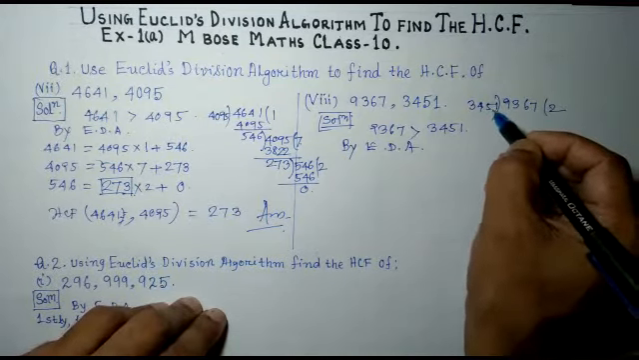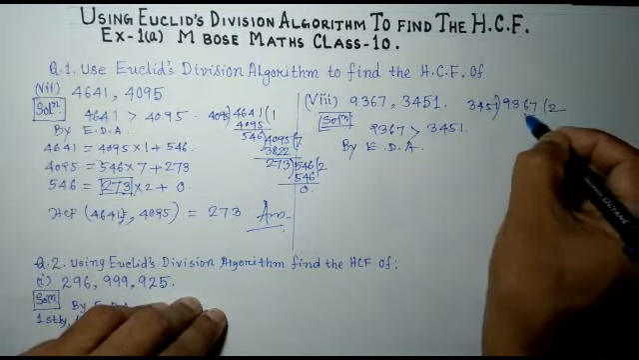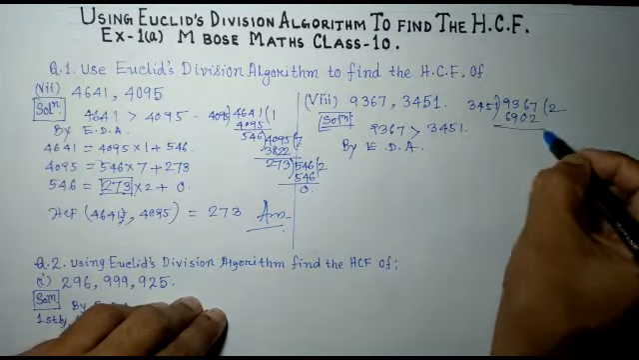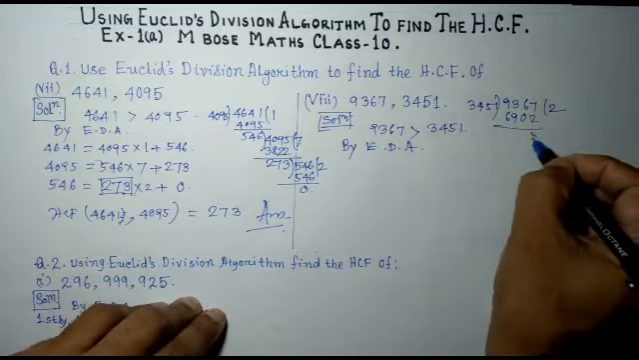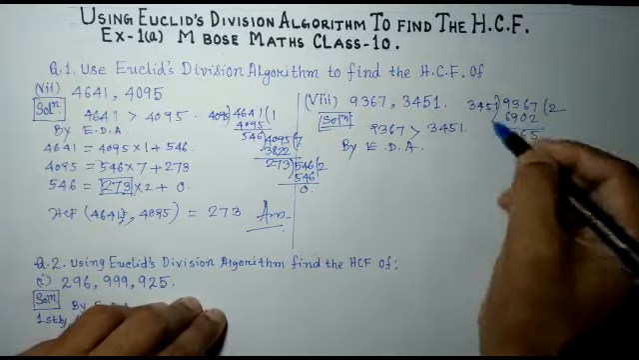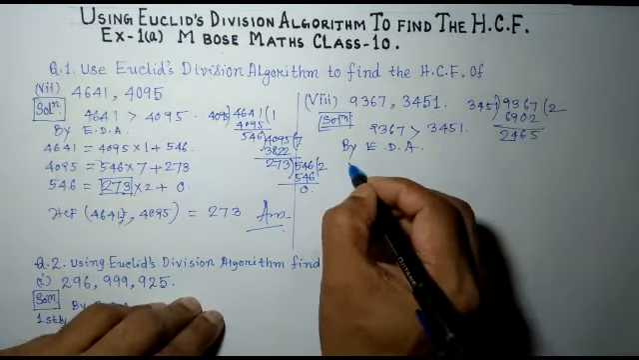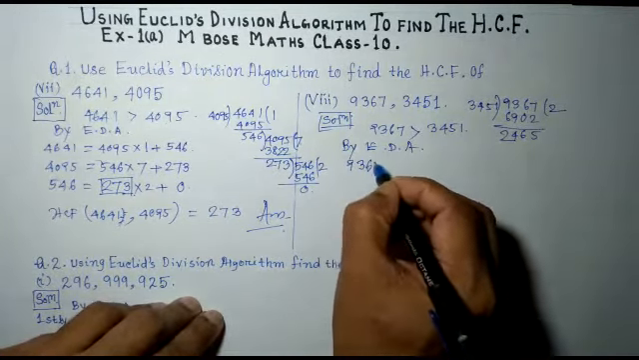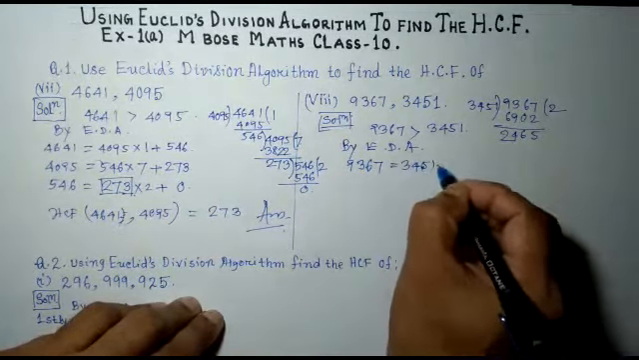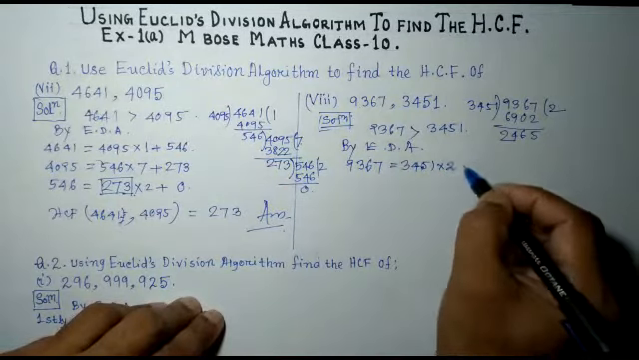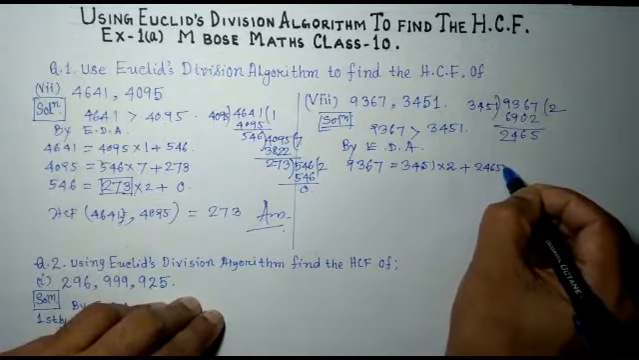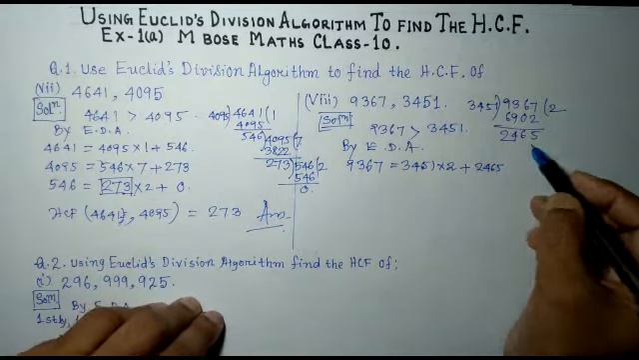So multiply this by 2. Subtracting, we get 2465. So write for this division: dividend 9367 is equal to 3451 into 2, the quotient, plus remainder 2465. If the remainder is not 0, then we have to continue the division.